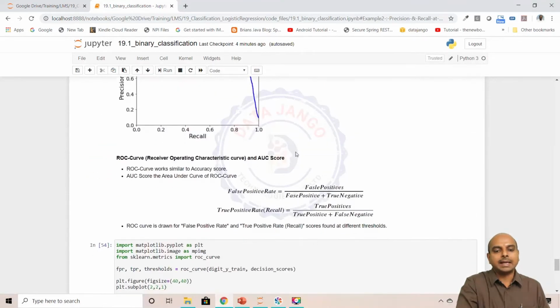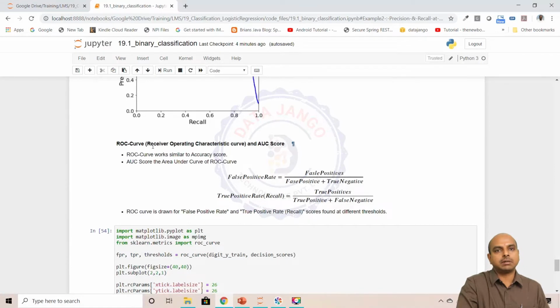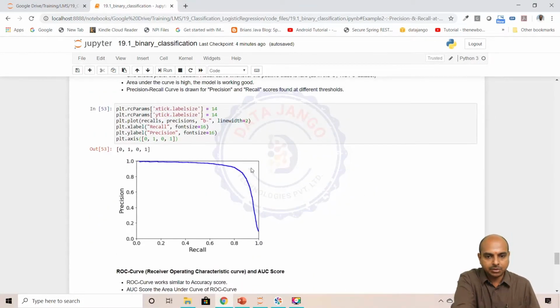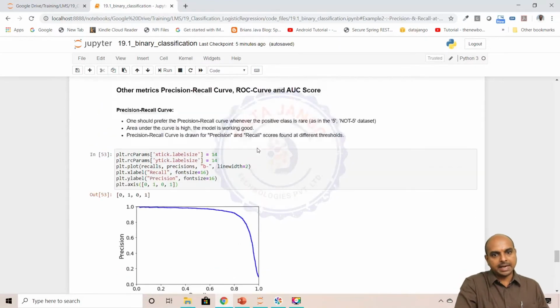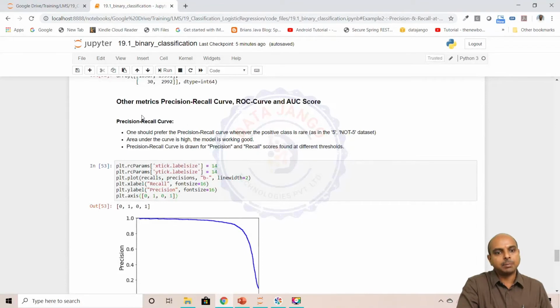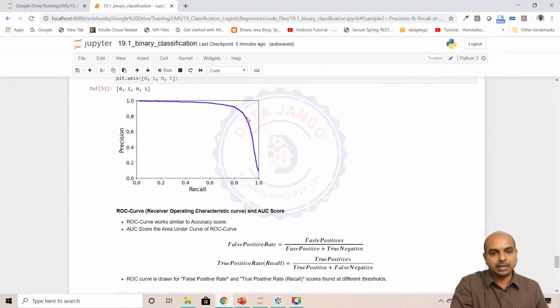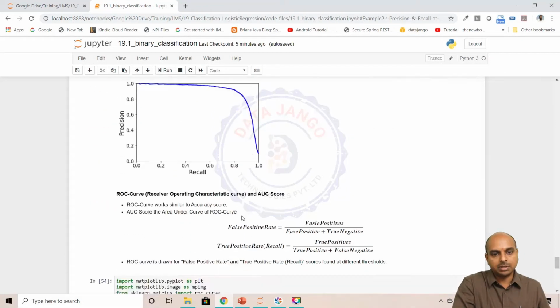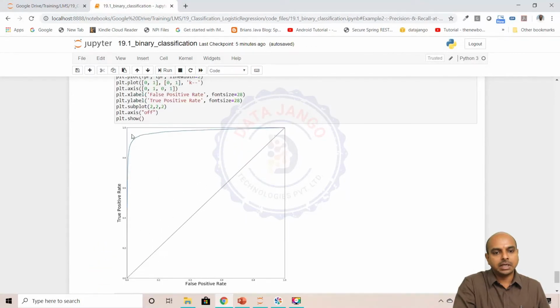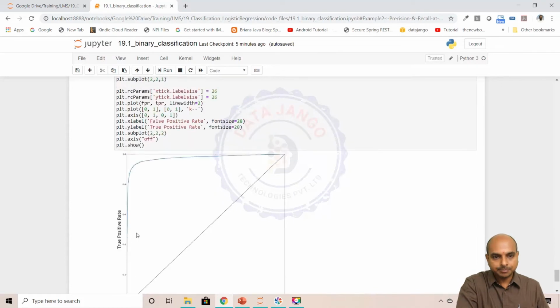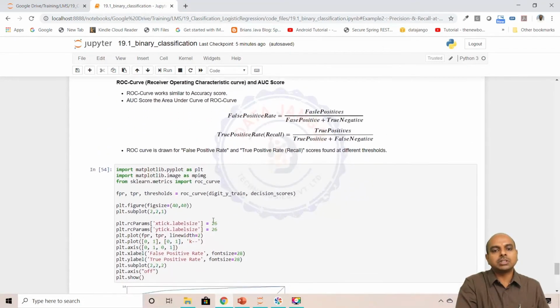Okay, and then the ROC curve. The ROC curve works like accuracy score. For the same data set, if you look at this, here it shows that there is room for improvement. When the data set is imbalanced, the precision recall curve is actually showing you that there is room for improvement. This is good. But when you look at the ROC curve, it is showing less space here and more area under the curve. So it works like accuracy score.